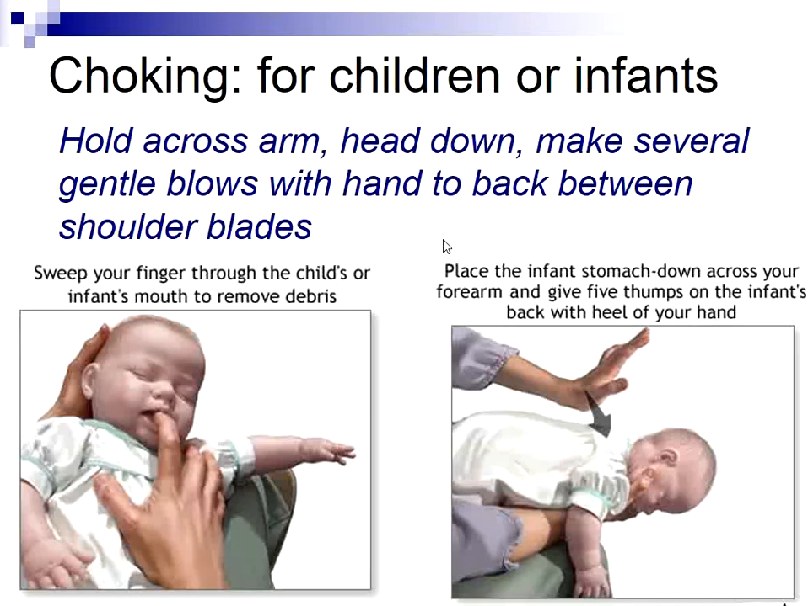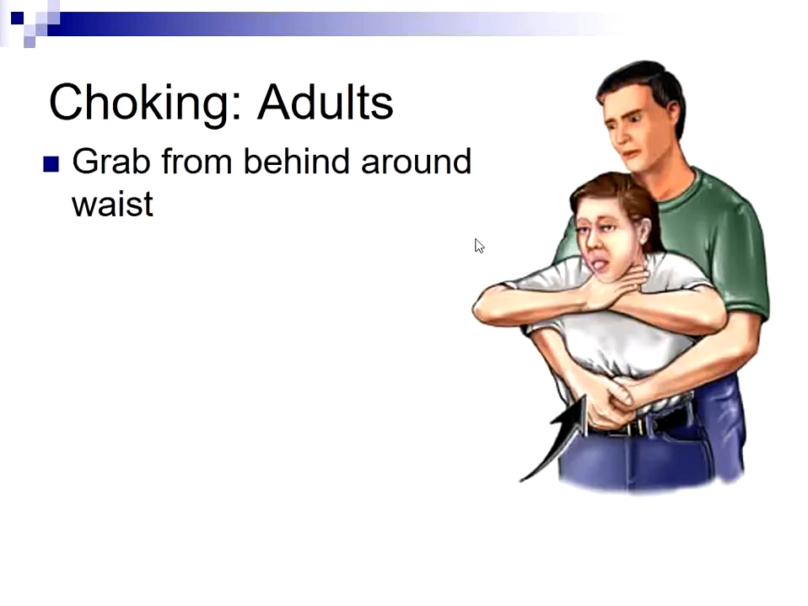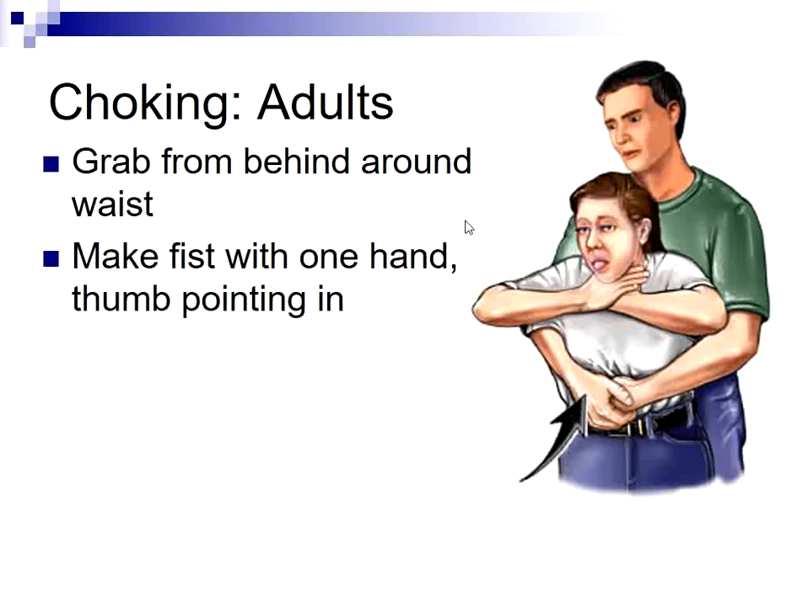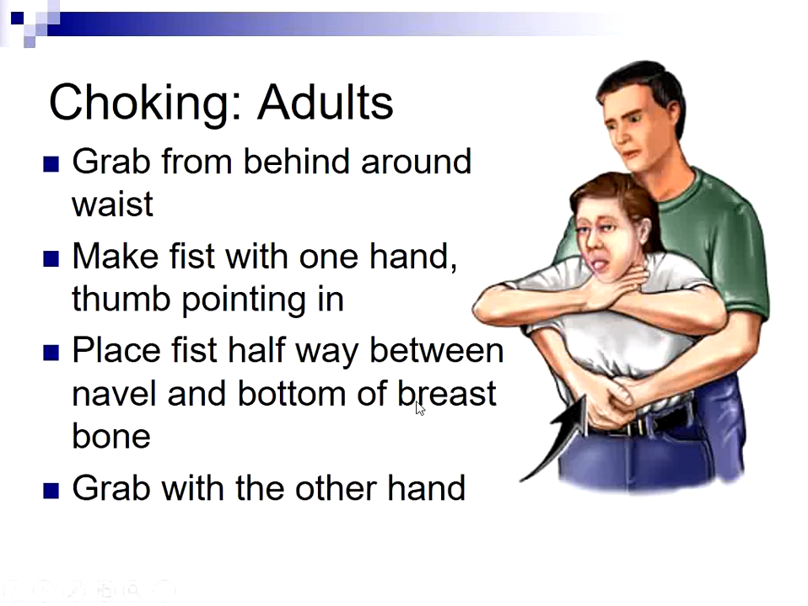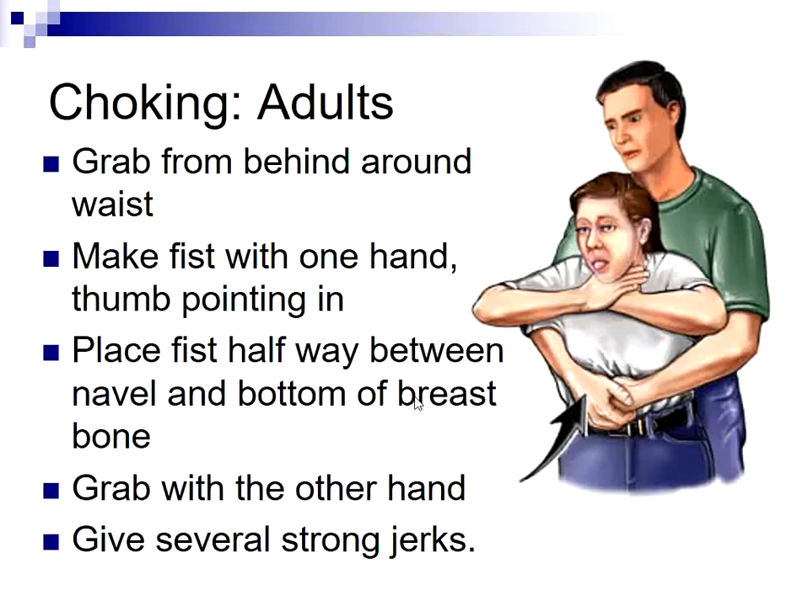You can also sweep your finger through the child's or infant's mouth to remove the food particle or debris that is inside there. For adults who are choking, you can support them by grabbing them from behind around the waist, and then you make a fist with one hand with the thumb pointing in. You place the fist halfway between the navel and the bottom of the breastbone, like the way it is illustrated in this picture here. And then you grab it with the other hand and give several jerks. As you jerk, whatever is lodged is likely to get out.